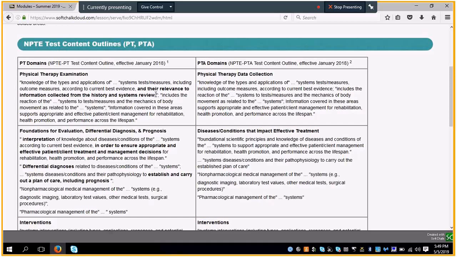Okay, so this course really focuses on this component here. And then at the end of that process of doing the chart review, the interview, and taking the history and systems review, being able to make decisions about the specific data that's to be collected in the remainder of the examination.